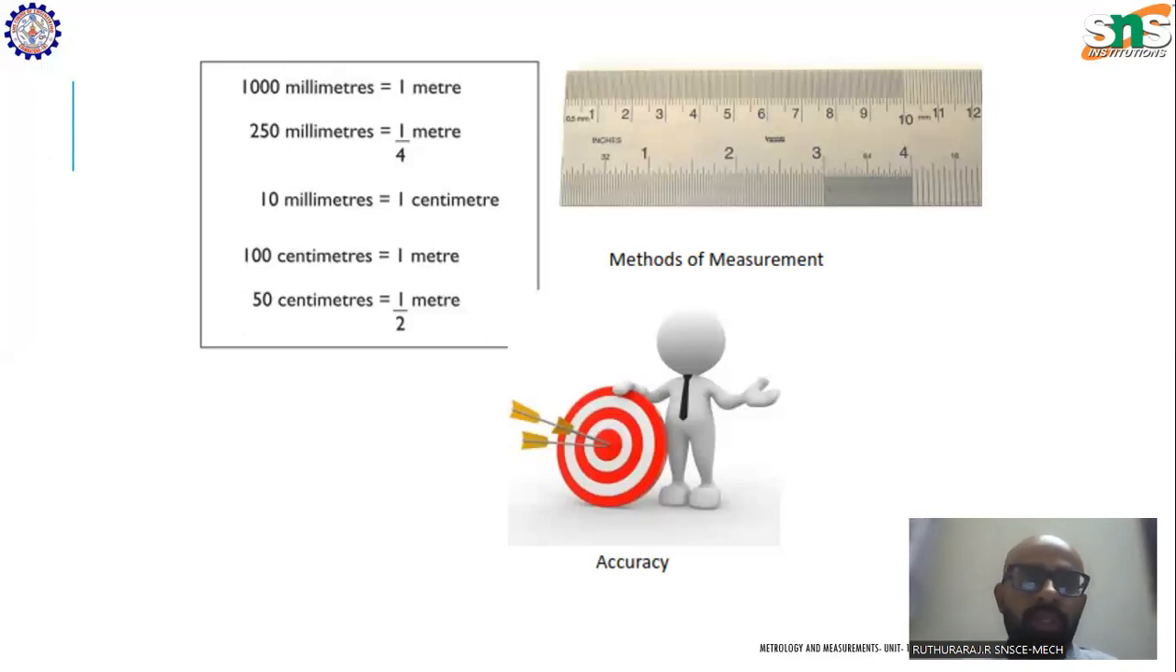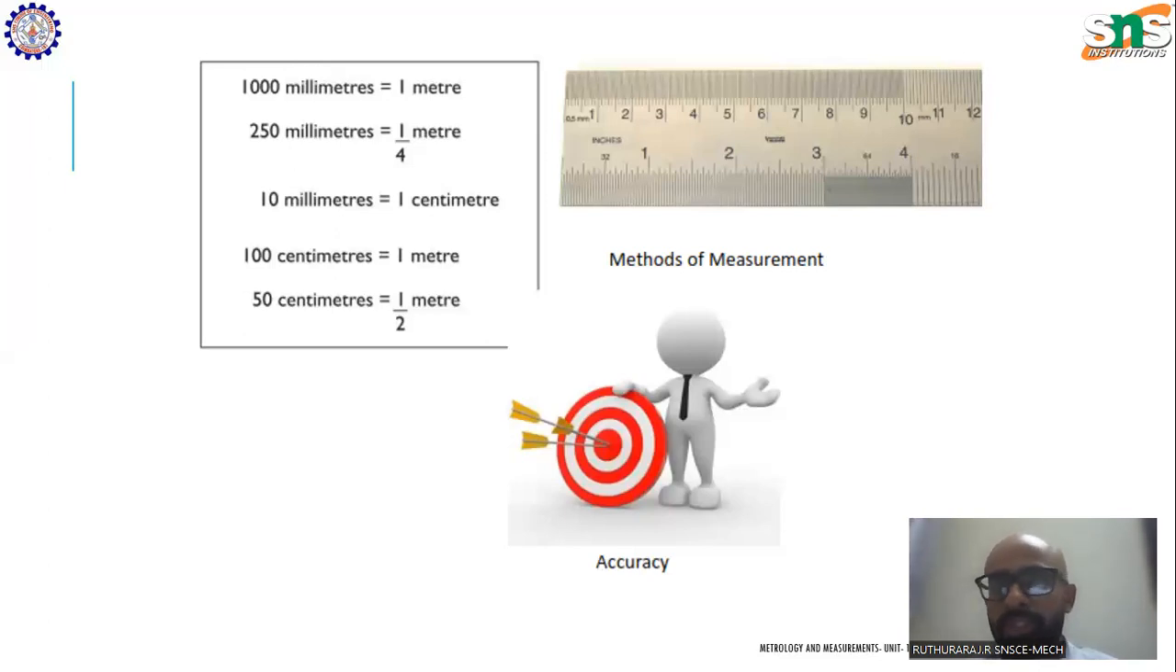In the table to your left, there are some measuring standards. 1000 millimeter equals 1 meter. These are basic metrology terms you would have studied in your schooling itself. Just to refresh your memory, I will display this.